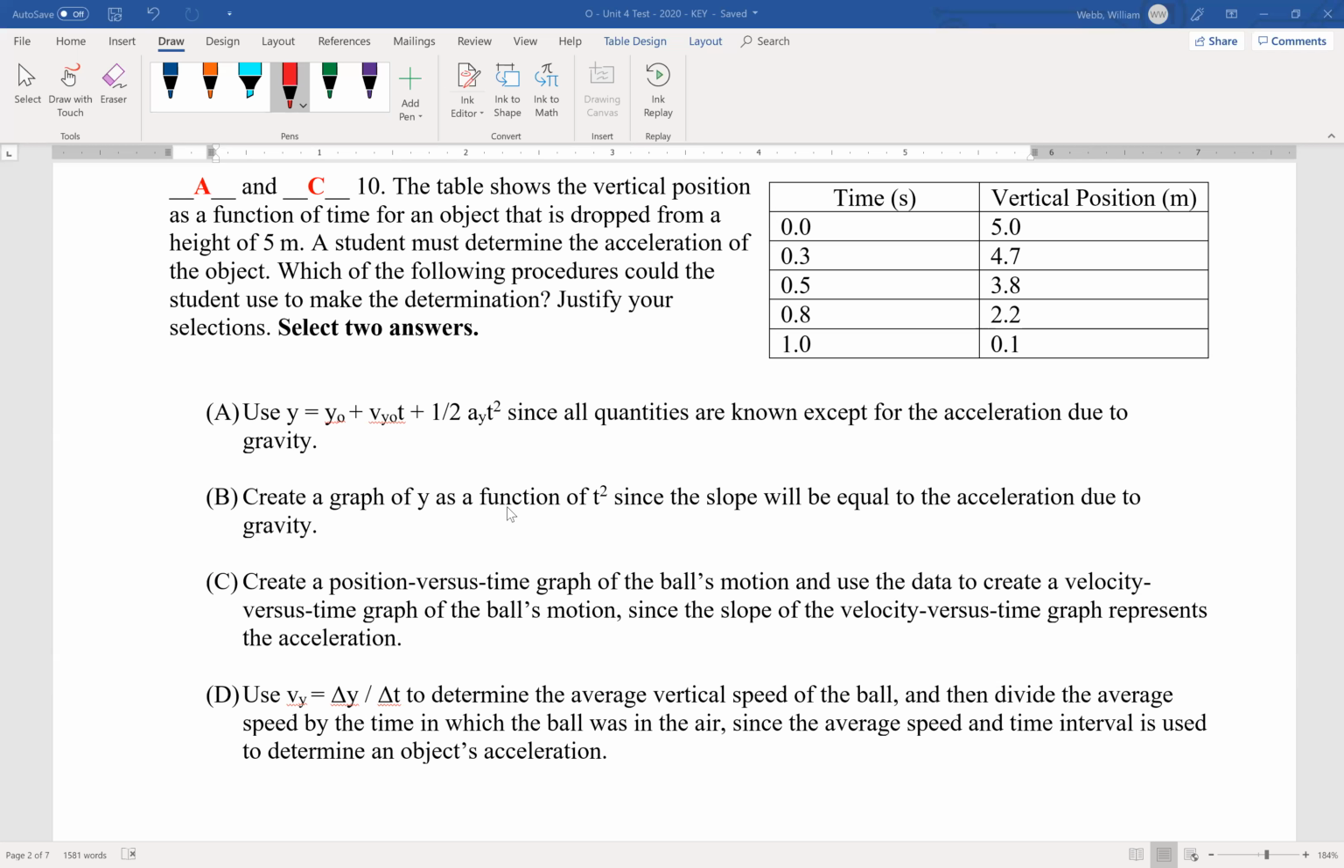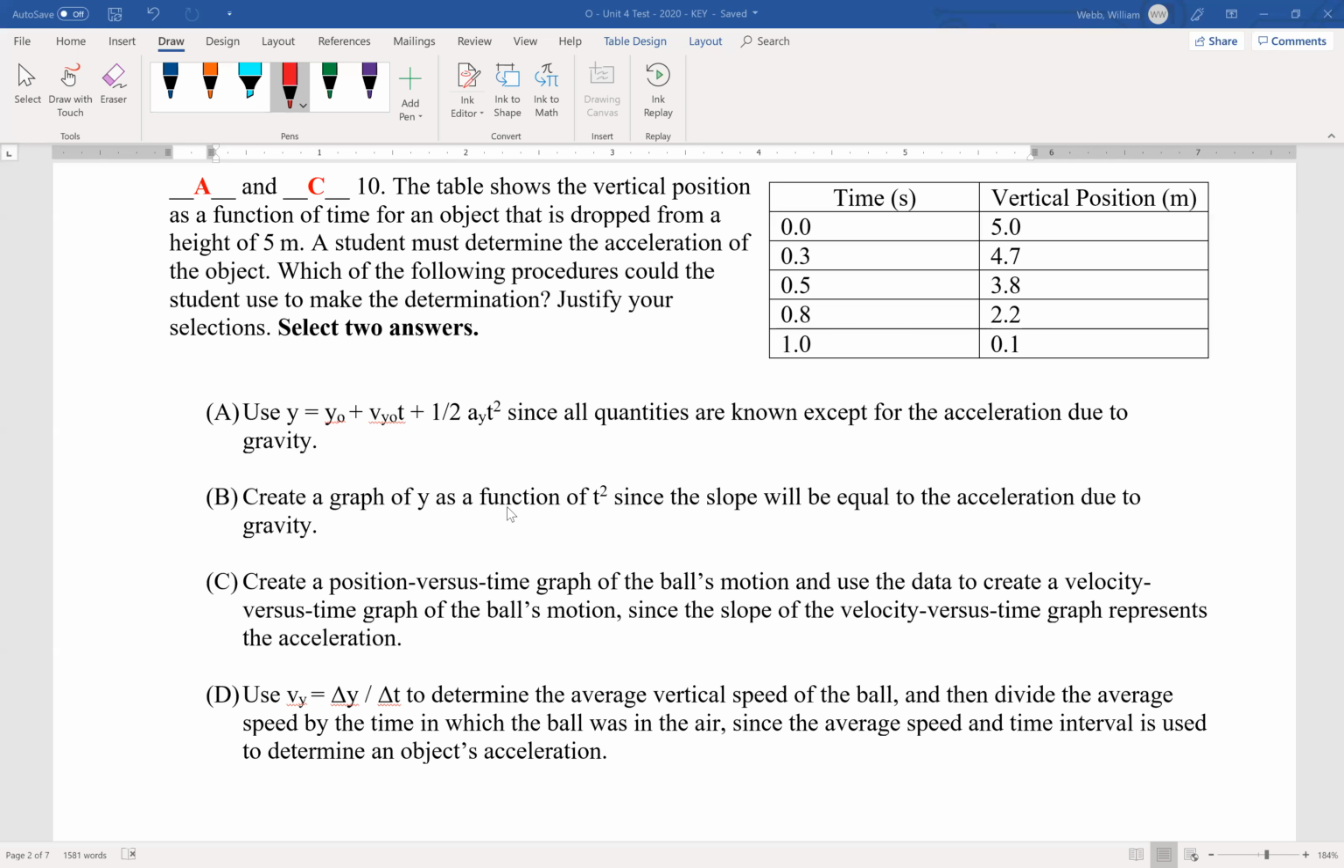C, create a position versus time graph of the ball's motion. That seems logical. Use the data to create a velocity versus time graph of the ball's motion. That's exactly what we did in our lab, took secants and made velocity time graphs. So that makes sense. So here's our justification. The slope of the velocity versus time graph represents acceleration. That is true. The slope of a velocity time graph does represent acceleration. And so everything about C is accurate.